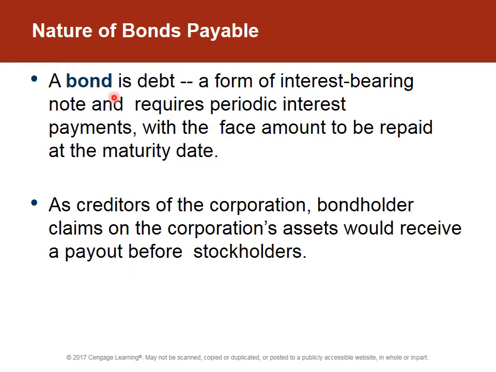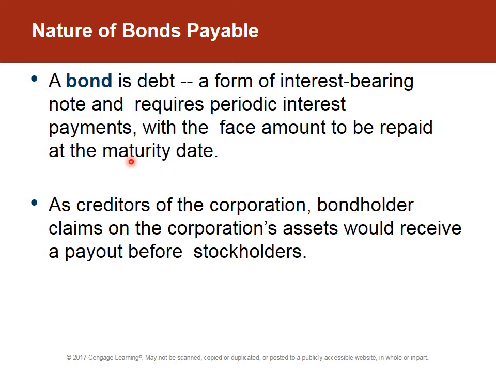So a bond is a type of debt. It's both long and short term because part of the bond could possibly be due within a year or less, but for the most part it's long term. And it has a face amount. That's a new term for us. It's the face amount. It's how much is guaranteed to be repaid at the maturity date. So there's going to be a maturity date that shows when the bond is due.